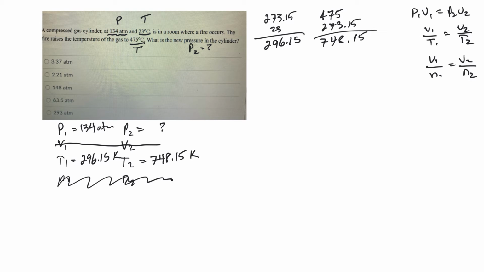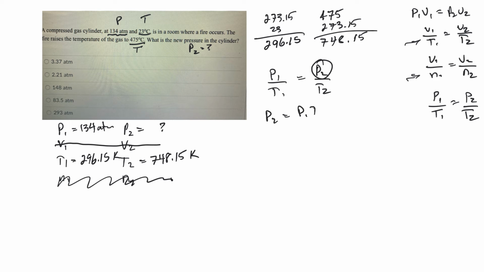another law. And there's another law that says that there's a relationship between the pressure and the temperature. And the pressure and the temperature, the relationship again is direct, just like these two. So Guy-Lussac's law says pressure 1 divided by temperature 1 equals pressure 2 divided by temperature 2. So we'll use that formula. P1 over T1 equals P2 over T2, and I'm looking for P2. So P2 is P1 times T2 divided by T1.